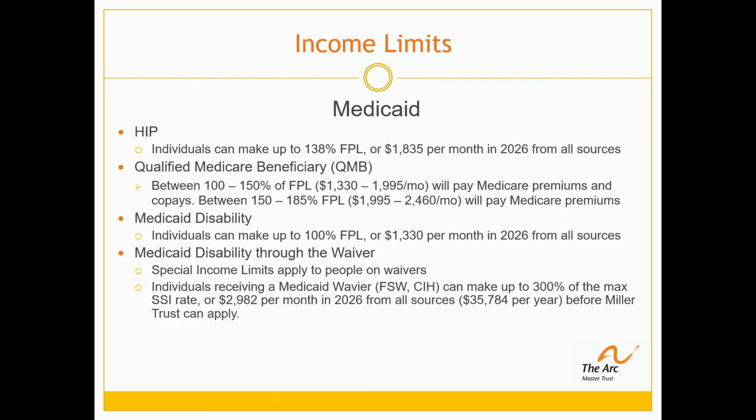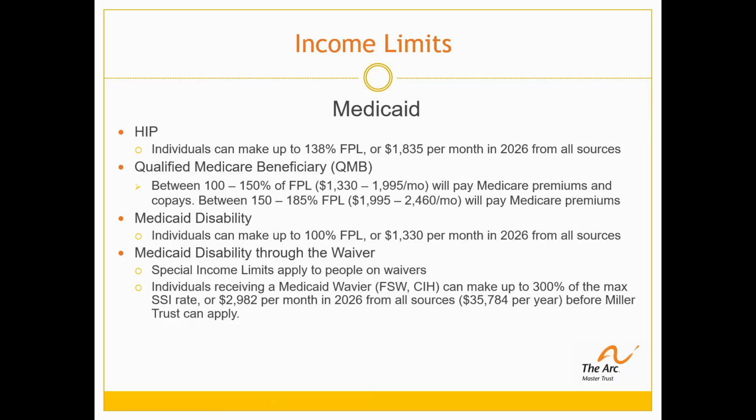For individuals that solely receive Medicaid disability benefits, they can earn up to 100% of the federal poverty level per month from all sources. But if individuals also receive a Medicaid waiver and receive Medicaid disability benefits through the waiver, there is a special income limit that applies.